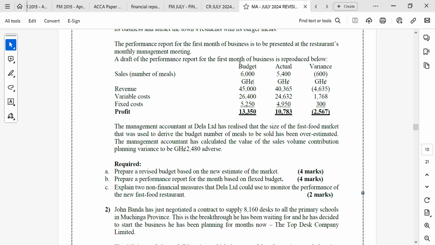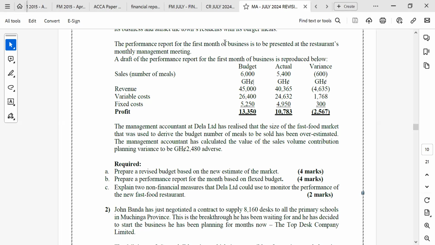Okay, let's come to the C part. So that is basically about that. Explain two non-financial measures that the Delta Limited could use to monitor the performance of the new fast food restaurants. So you can see that what we have done over here are all financial measures, isn't it? What are other issues that we cannot measure in monetary terms? What are other issues that we can use to measure the performance of the restaurants, other non-financial measures? Two, or we can mention more than two. Maybe in that situation, you can mention at least two of these.